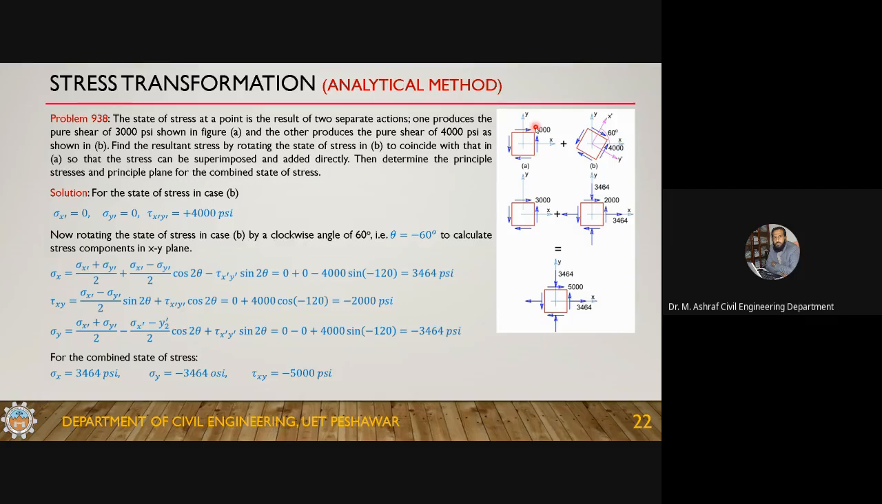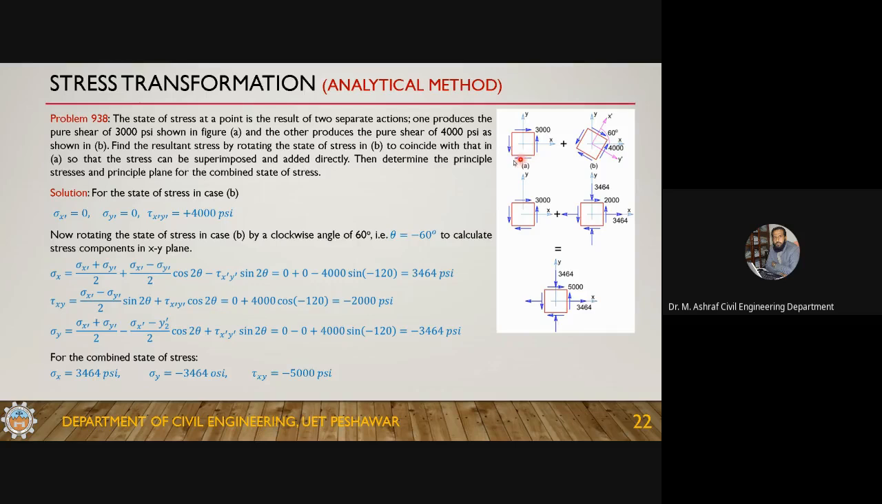The other, as shown in figure A, and the other produces a pure shear of 400,000 psi as shown in figure B. Here in figure B, it is rotated counterclockwise by 60 degrees, and he is saying that it is causing a pure shear in this direction. The other action is causing the stresses in this direction. Now find the resultant stress by rotating the state of stress in B to coincide with that in A, so that the stresses can be superimposed and added directly.